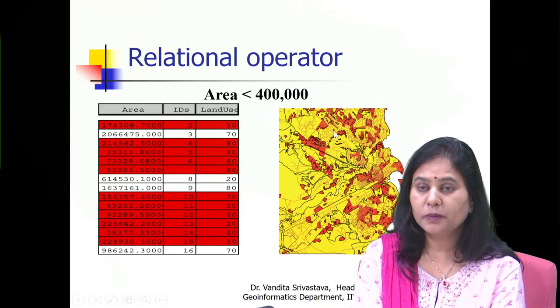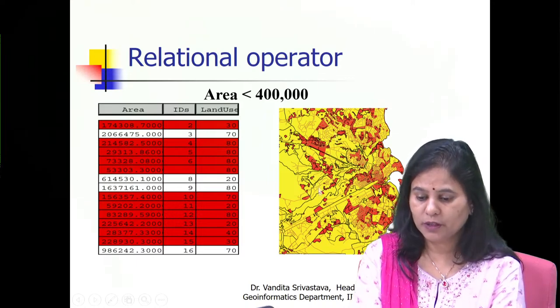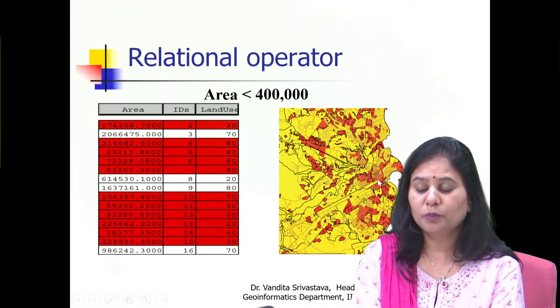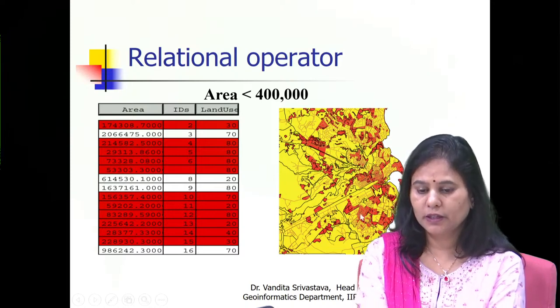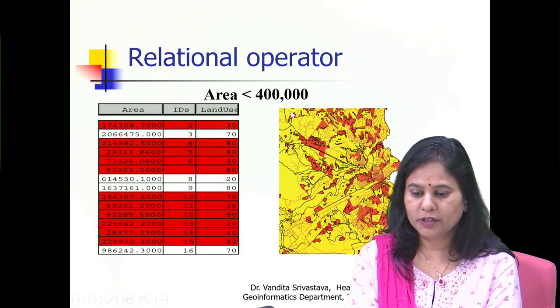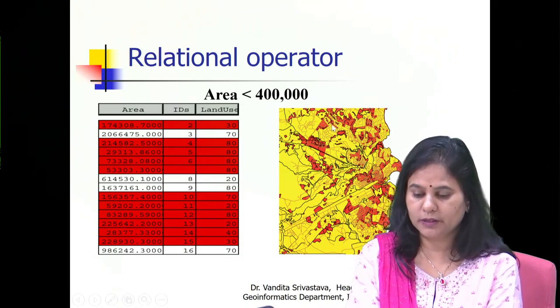And this is also visible in the map display of these selected features. You do not see the larger areas like this or like this, only the smaller polygons are selected here. So this is a simple query, but it reveals a lot of information. Where are the smaller polygons? Okay.